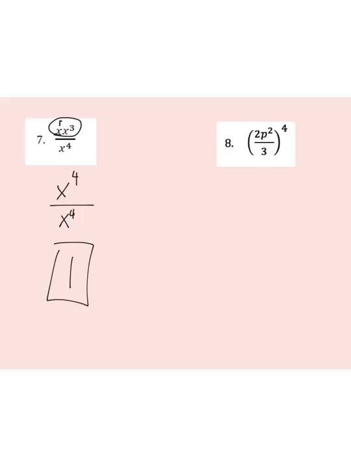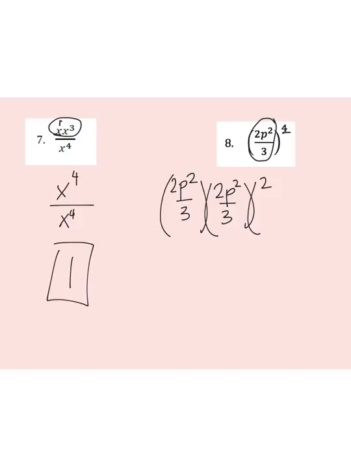So now, this example number 8, we're going to look inside the parentheses first, and we're going to say, can I simplify anything in there? So we're going to ignore the 4 on the outside of the parentheses, and we're going to simplify the inside if we can. In this problem, there is absolutely nothing I can simplify. So now we're going to do what we did yesterday. This 4 on the outside tells me I write what's in the parentheses 4 different times. So I have 2p squared all over 3 times 2p squared all over 3 times 2p squared all over 3 times 2p squared all over 3.